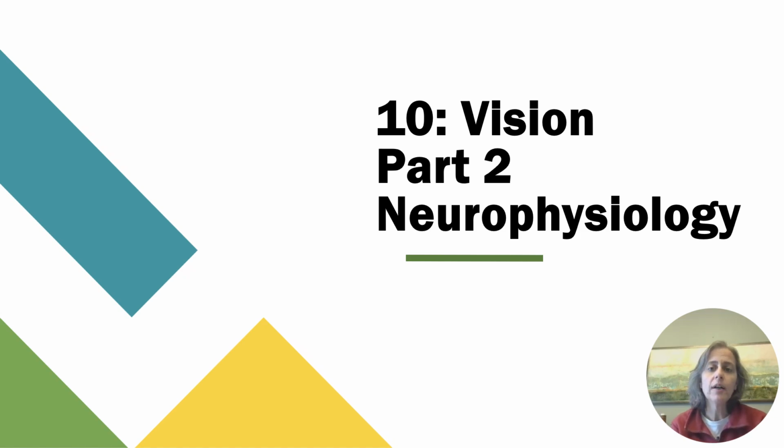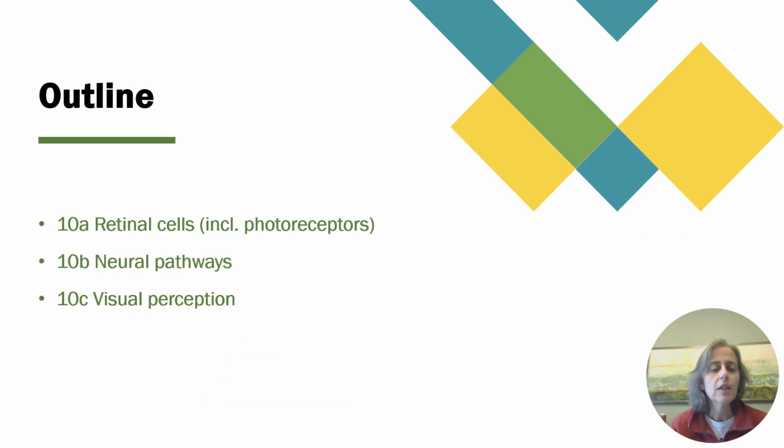We're going to continue on our unit with vision. So this is part 2, lecture 10, where we're kind of going into the neurophysiology. Now that we've already talked about the structures of the eye that then direct light rays back onto the retina, what happens next? So this lecture is divided into 3 parts.